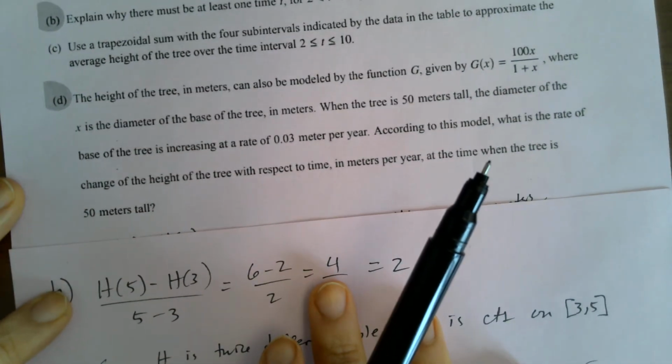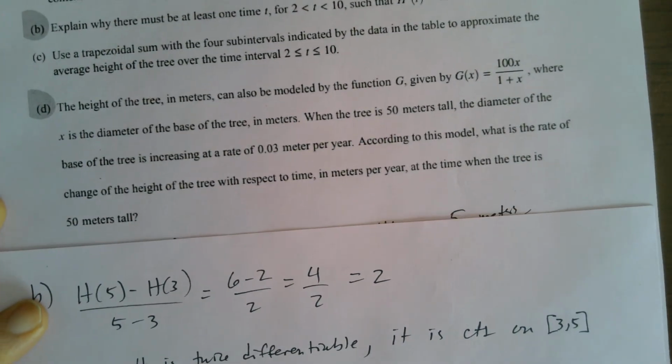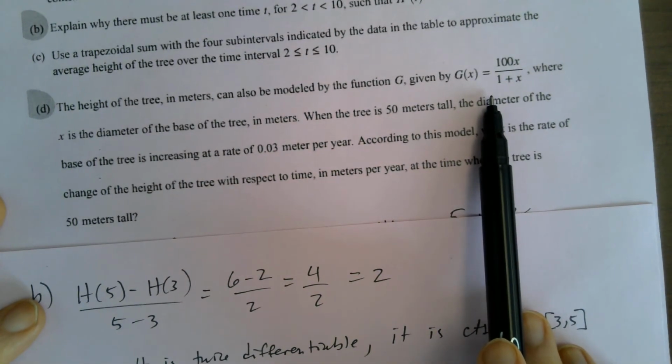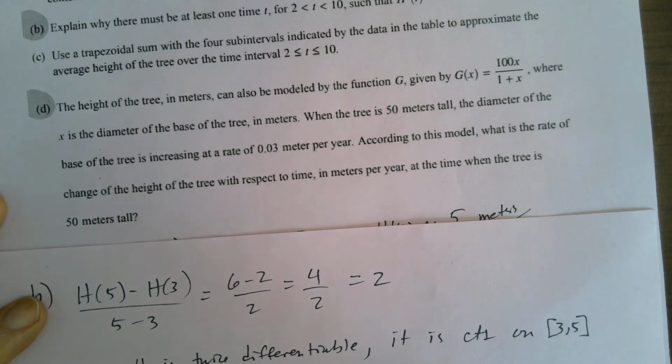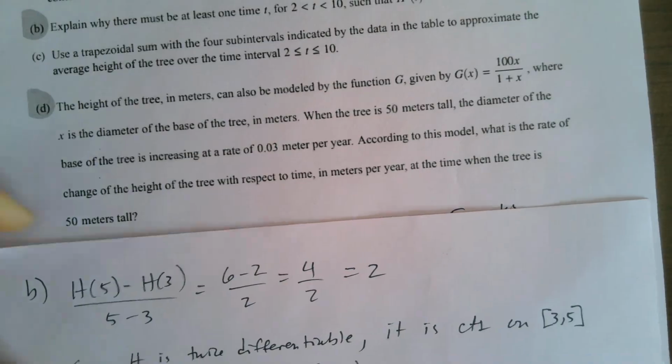Okay, so the height of the tree in meters can also be modeled by the function g given by this, where x is the diameter of the base of the tree in meters. When the tree is 50 meters tall, the diameter of the base of the tree is increasing at a rate of 0.03 meters per year. According to this model, what is the rate of change of the height of the tree with respect to time in meters per year at the time when the tree is 50 meters tall? Oh boy, okay. So this is part D.